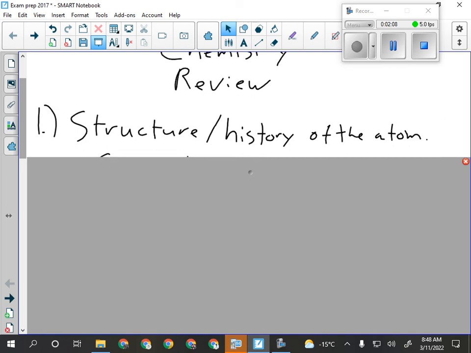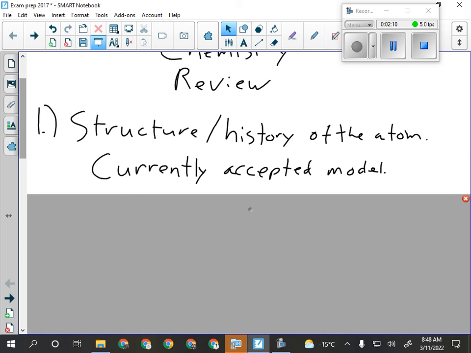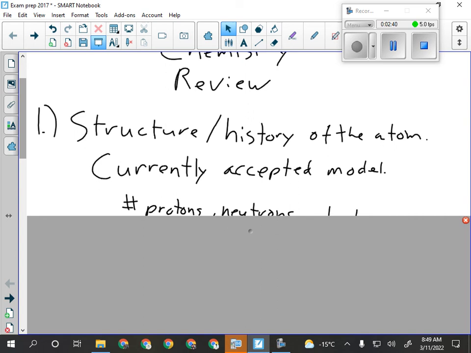Now, structure of the atom. Know our currently accepted model of the atom. Which one is it? Close. It's the electron cloud model, but yes, it's cloud. So we got the cloud model. It's de Broglie's electron cloud model, or sometimes we call it the quantum model. And it involves having obviously a nucleus and then electrons in this cloudy area surrounding the nucleus. So you need to know what that currently accepted model is.